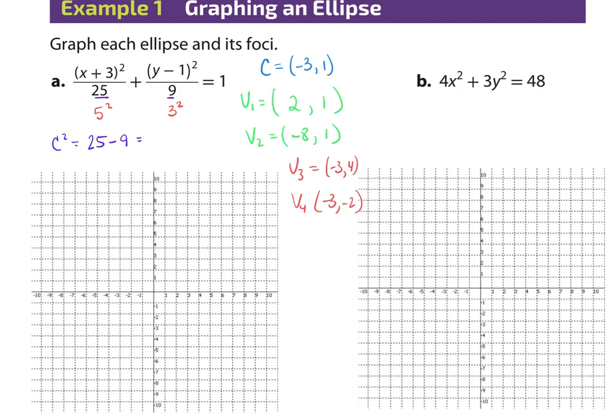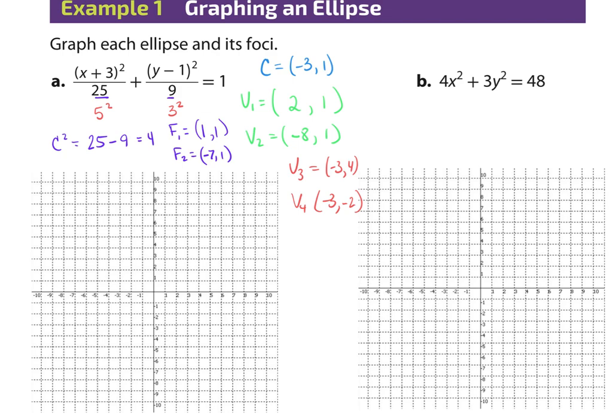So my c value is the square root of 16, which is 4, okay? My focal points are also going to be on my x-axis because that's where my major axis is. So I have 2 focal points, remember, because this is an ellipse. So I have F1. Again, my y value is not going to change. I'm going to add 4 to my x value, which is going to be 1. And then I am going to subtract 4 from my x value, which is going to be -7.